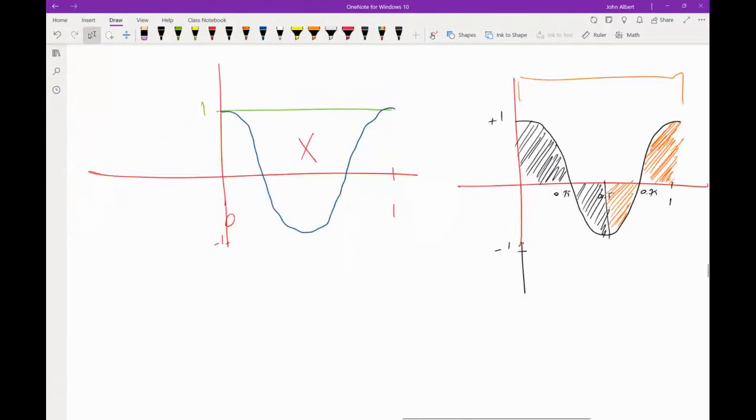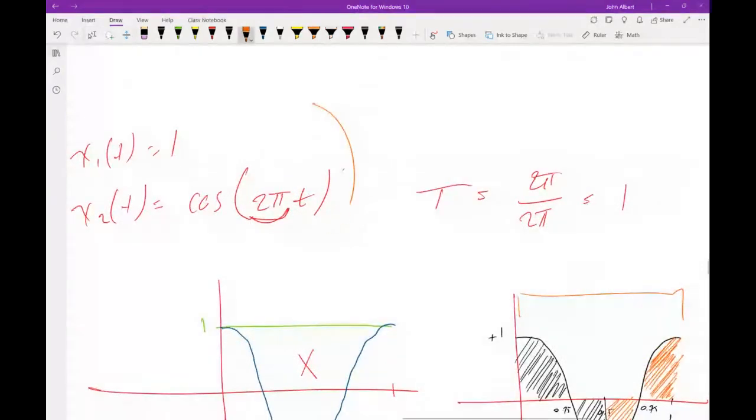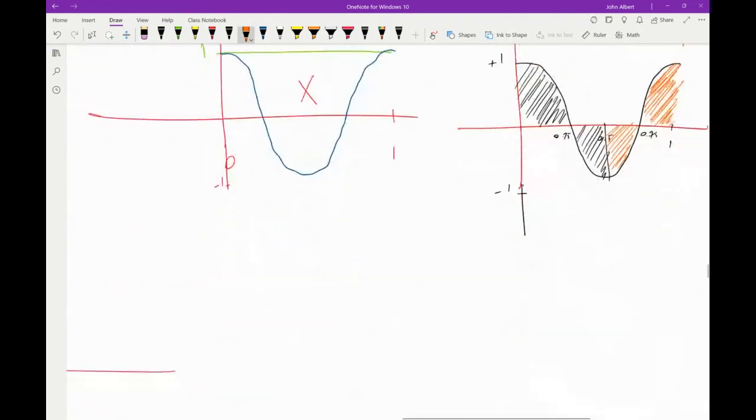So we say that those two signals are orthogonal over the period from 0 to 1. In fact, they are orthogonal over any duration as long as that duration is equal to 1 unit. Meaning that even if I integrate not from 0 to 1, but from 0.1 to 1.1, do you think that they will be orthogonal or not? What do you think?